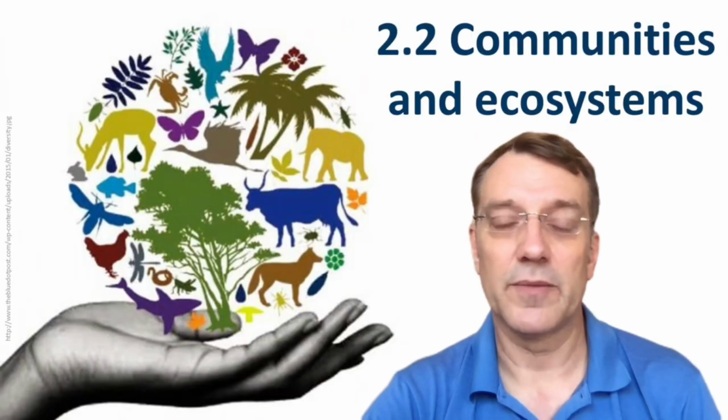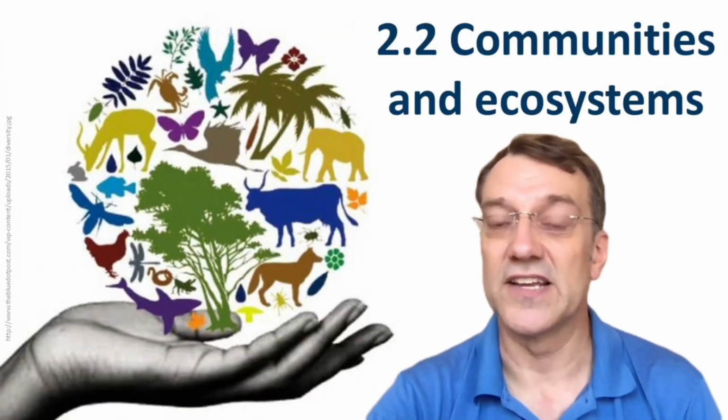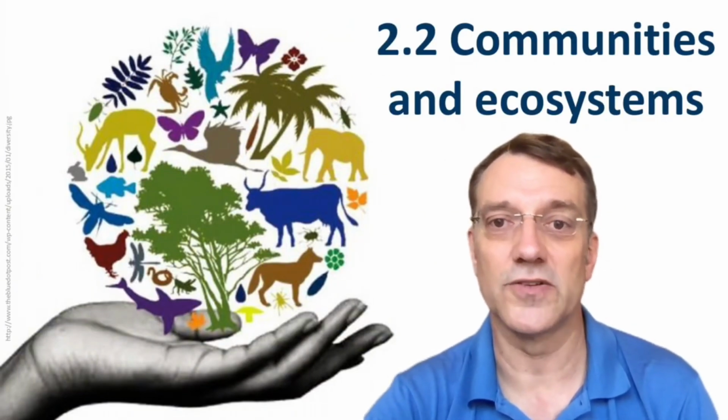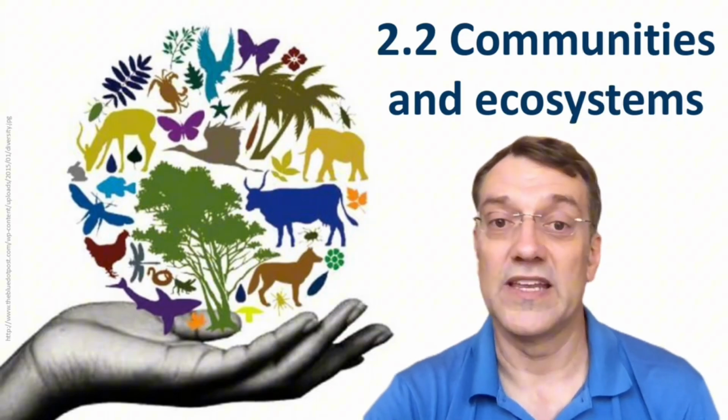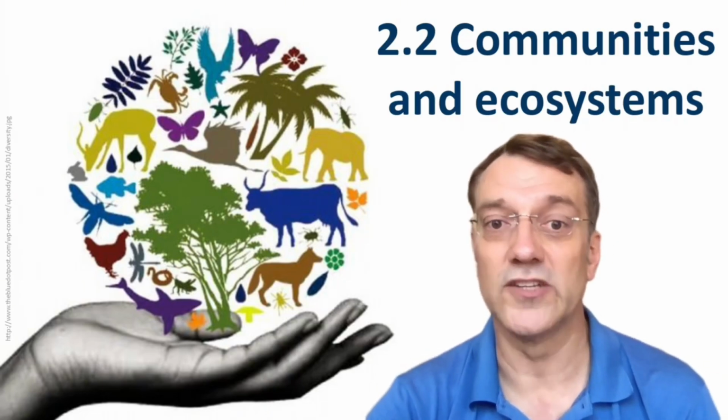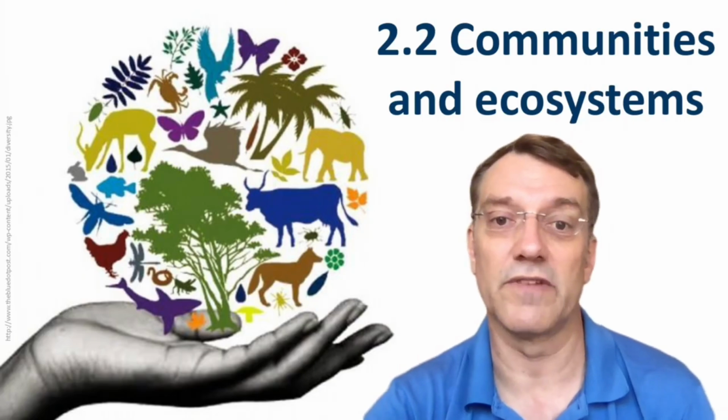Welcome to another IB Environmental Systems and Societies video. Today's topic is 2.2, Communities and Ecosystems. This important topic in ESS helps us understand how living organisms interact with each other and with their environment.